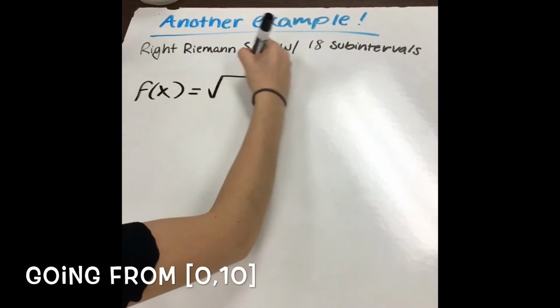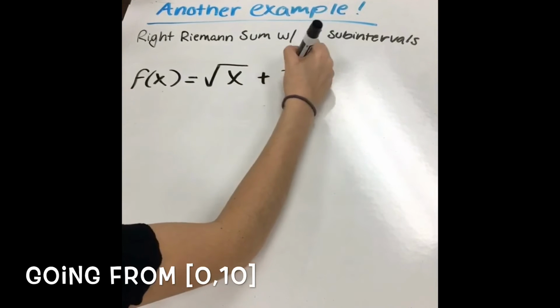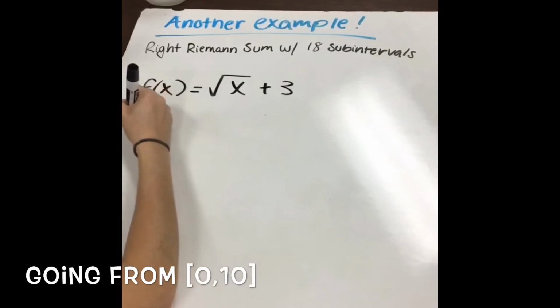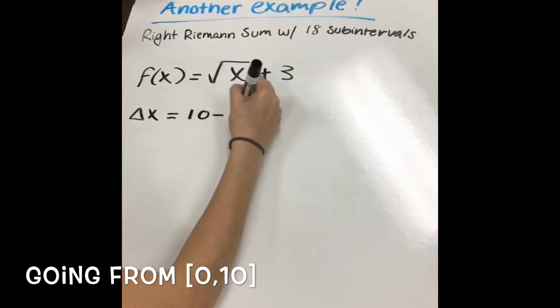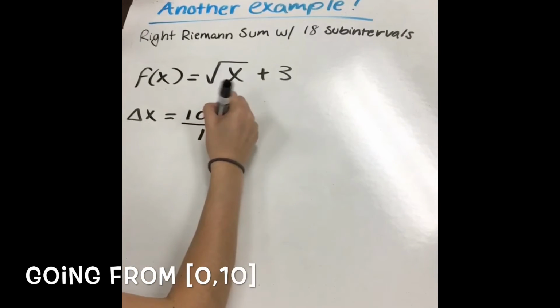Here is another example of a Riemann sum with 18 subintervals. The function that we will be using is the square root of x plus 3, and since we will be going from 0 to 10, our delta x will be equal to 5/9.